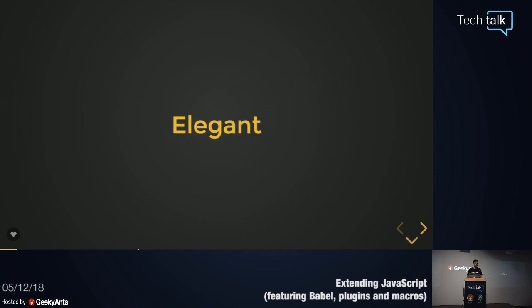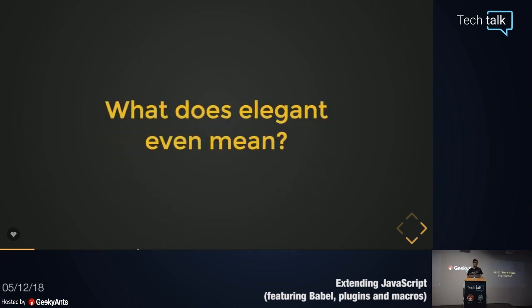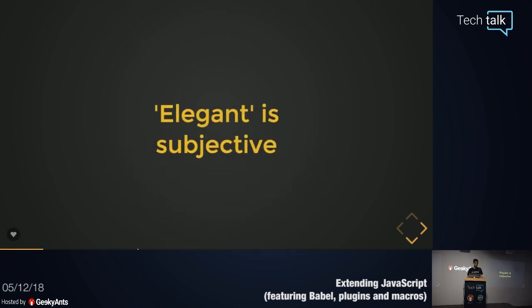The first term that I want to talk about is elegant. So what do we mean when we say that something is elegant? And more specifically, what do we mean when we say a language is elegant? Now, when you say that code is elegant, it may mean a lot of things. So let's just define what elegant means in some loose terms. First, I'd just like to say that the term itself is quite subjective, so your definition may vary.